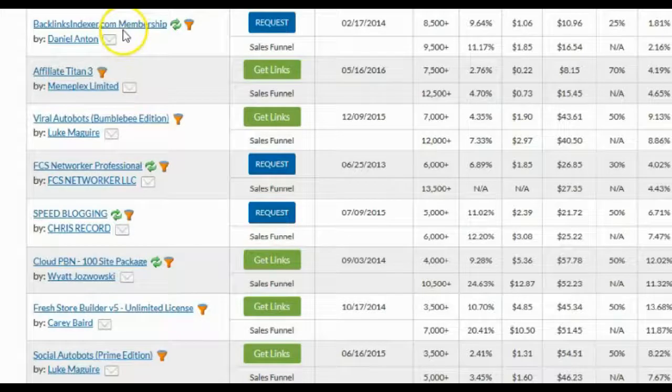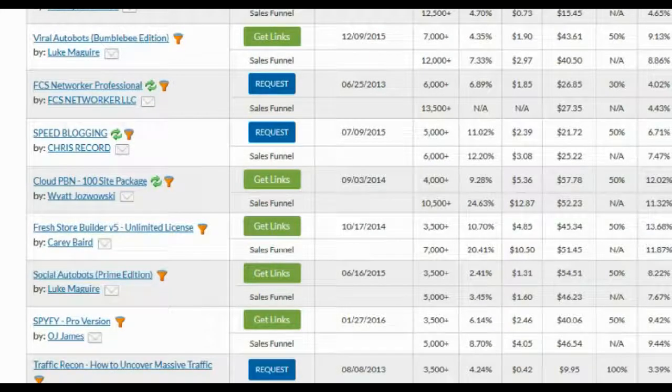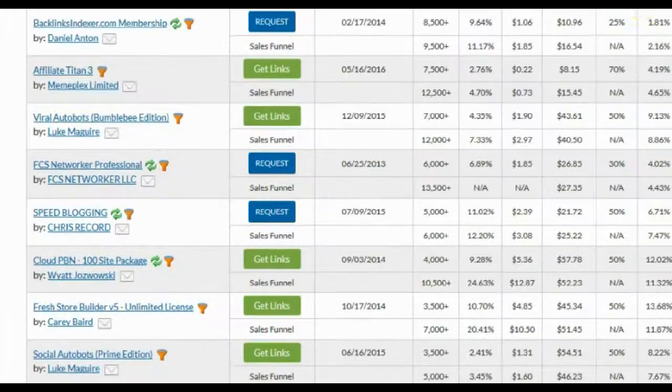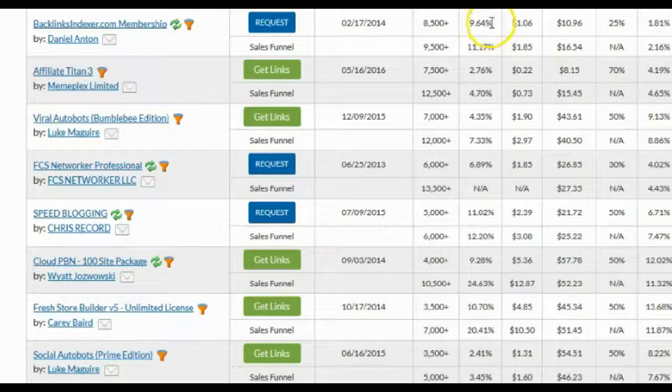The first one I see here is Backlink Indexer. This is a backlinking service. It might be a little difficult if you're just getting started, if you don't actually have a network of sites that you can create backlinks for people on. This did sell very well. It sold 8,500 plus front-end copies, but it didn't have the highest conversion rate. So that means it got a lot of traffic, and that's why it sold well. The conversion rate was only 9.64%, which is a little low. It did have a very good refund rate, though. I'm going to keep going, though, because this one isn't ideal, again, because you're going to need a whole network of sites that you can build backlinks on for people if you want to have a backlinking service.